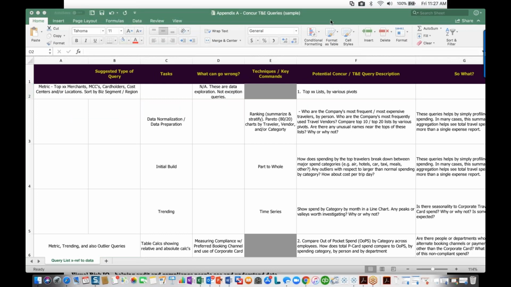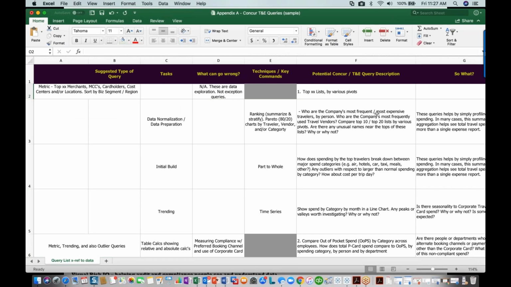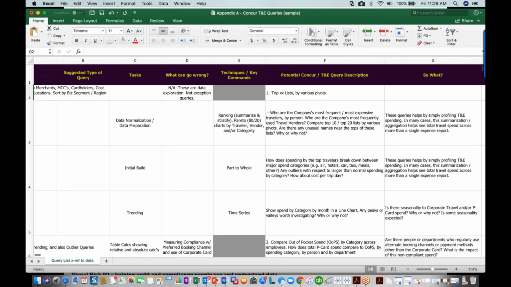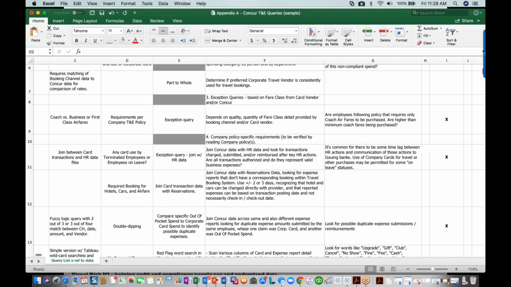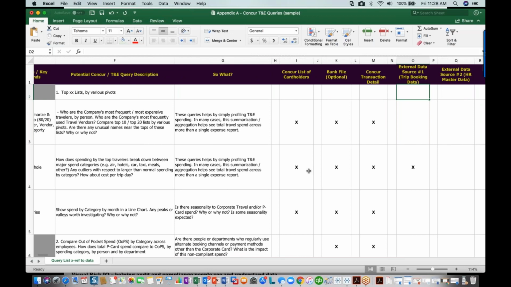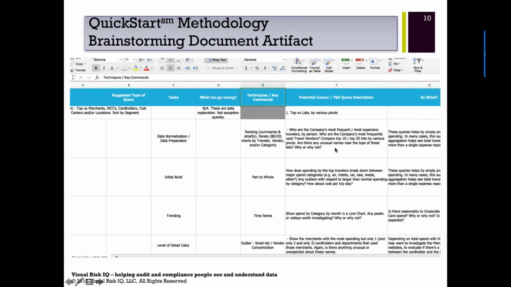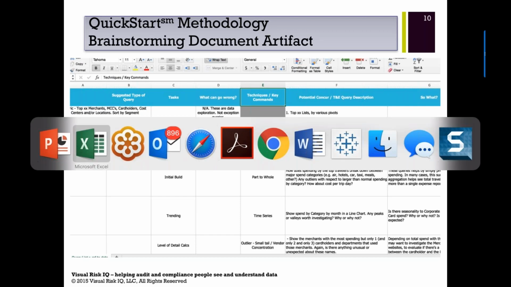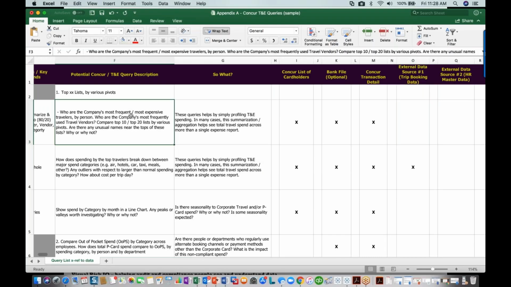We want to pull up an actual brainstorming document, just not quite enough room on the PowerPoint slide to let people see this entire artifact. But what we're doing here, and again, this is sort of a replica of what's on slide 10, is recording in Excel the English language question that we want to know the answer to, right? Who is the person that spends the most money? How does our travel spend break down between air or hotels or cars or meals?